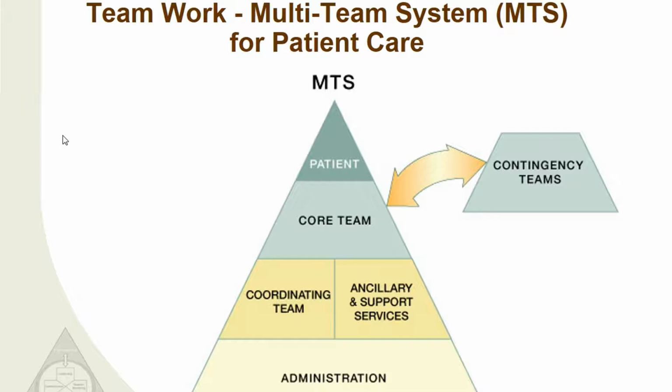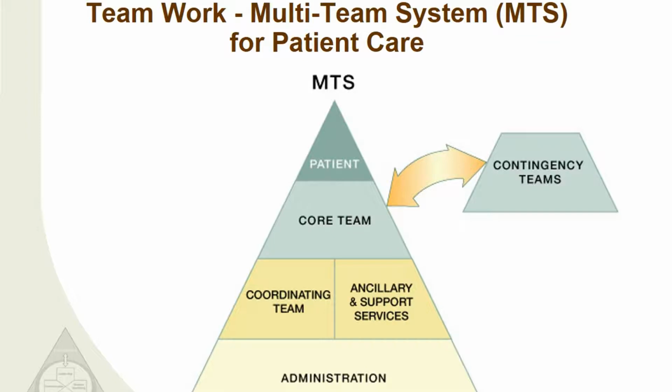Okay, so this pyramid should look familiar to you. And as you notice, the patient or the person is at the top of the team. They're the most important person in this whole model. A team is when 2 or more people are working together, they have a specific goal, and they're moving forward with this. Our core team, those are the providers that we think about. This is the healthcare providers typically.